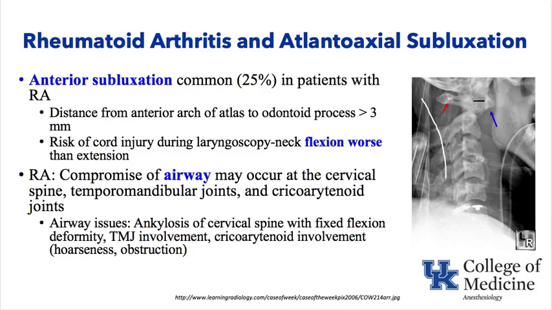Patients with rheumatoid arthritis can have compromise of their airway for several reasons. The cervical spine can be at risk for this subluxation. The temporomandibular joint may be involved and not move as well. Even the cricoarytenoid joints may not move as well. So there can be ankylosis of the cervical spine with fixed flexion deformity, TMJ involvement, and hoarseness and obstruction from cricoarytenoid involvement. You can see why patients with rheumatoid arthritis can have a difficult airway.